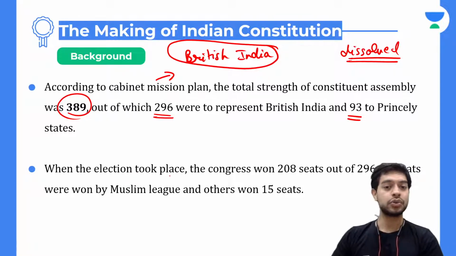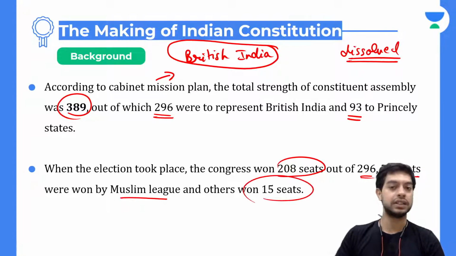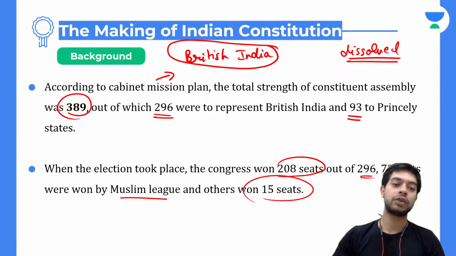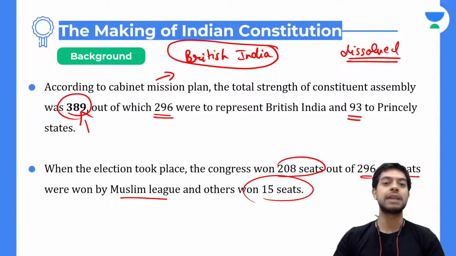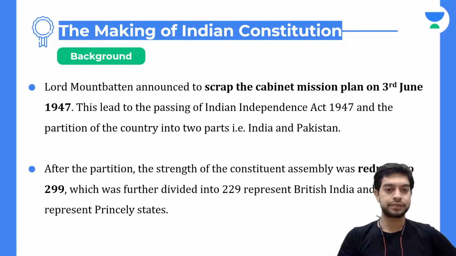So when the election took place, the Congress won 208 seats. Out of 296, 73 seats were won by Muslim League and 15 by others. ये पूरा Constituent Assembly का जो इंडिया की पहली Constituent Assembly थी. The first Constituent Assembly of India was of 389 members. But it is not the same Constituent Assembly जिसने Constitution of India बनाया. Constitution of India बनाने से पहले Constituent Assembly dissolve हो गई.